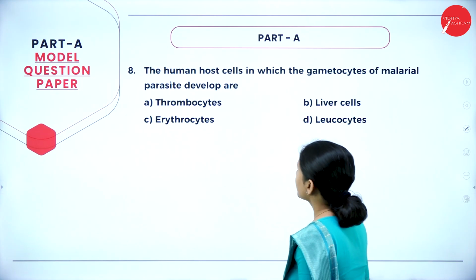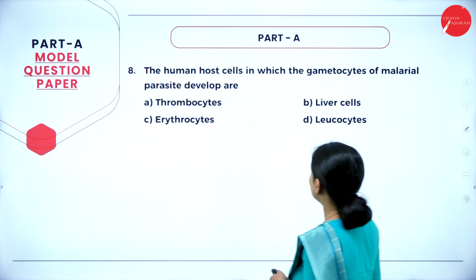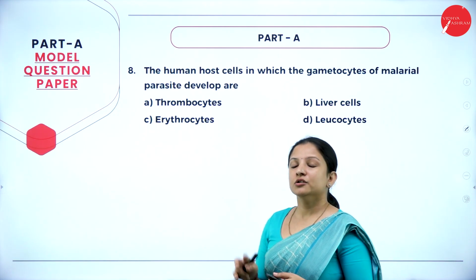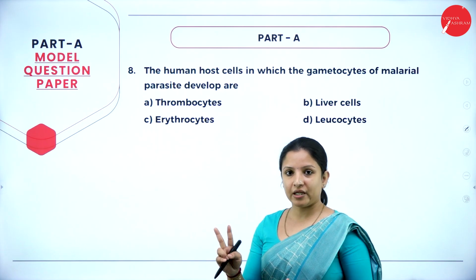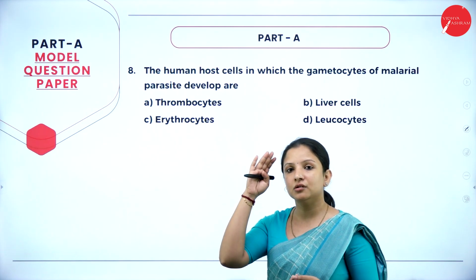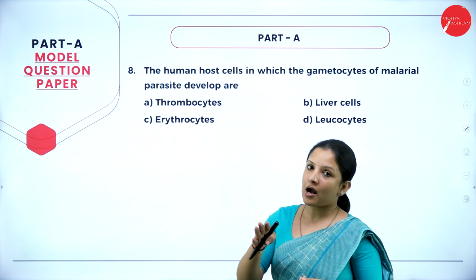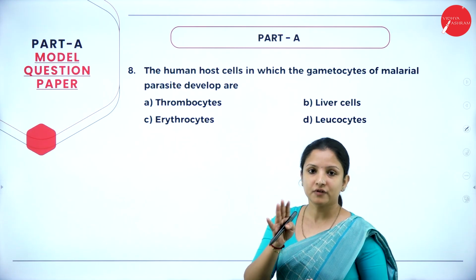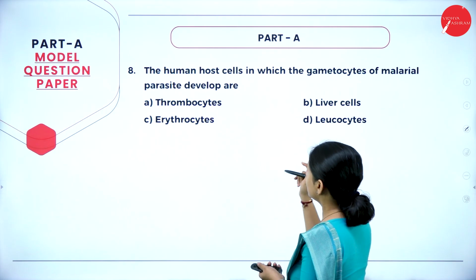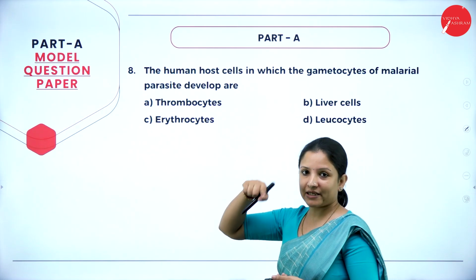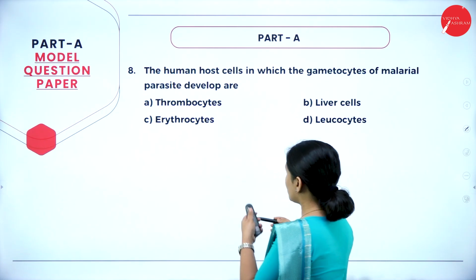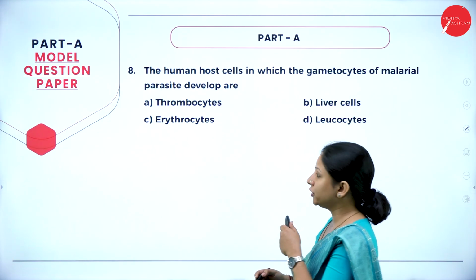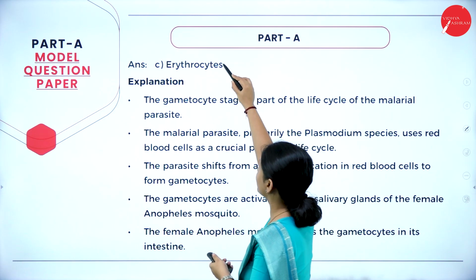Moving further, the next question: the human host cells in which the gametocytes of malaria parasites develop are? We all know that in the life cycle of malaria, half of the life cycle happens in the host and the other half happens in the vector, that is inside the gut of the mosquito, right? So when exactly are gametocytes produced? Is it thrombocytes? Is it the liver cells? Is it the erythrocytes? Or is it the leukocytes? The answer is erythrocytes.